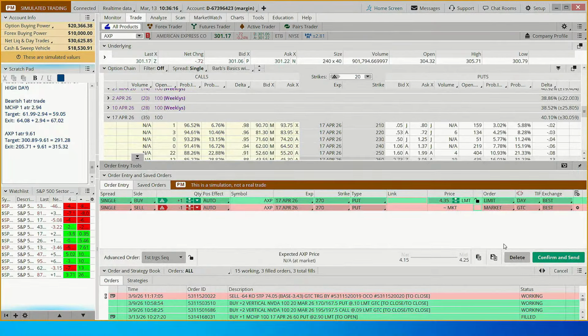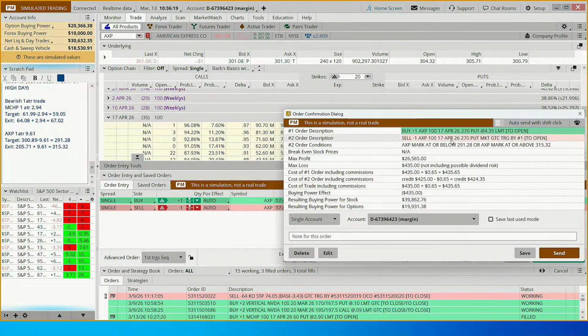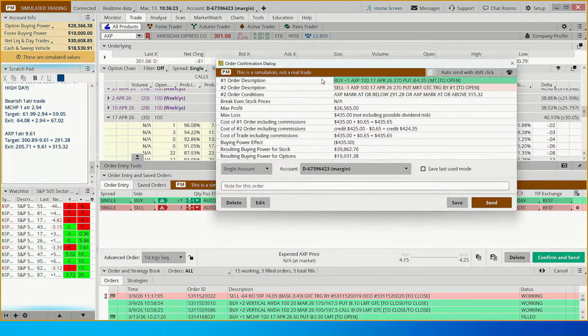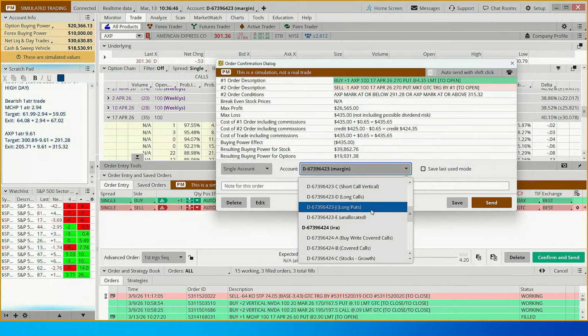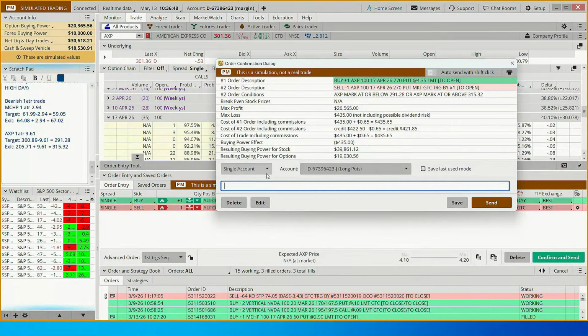And again, when I look at this confirmation order, how much could I lose? 435. Is that acceptable? Yes. It's saying I could make 26,000, but we aren't going to wait for it to go to zero. We're going to wait for it to go to 291.28, which is below our current price of 301. If it goes wrong, we want out at 315, right? That makes sense. We're going to put this into our long put with a 1 ATR.